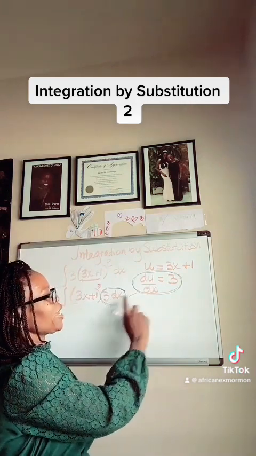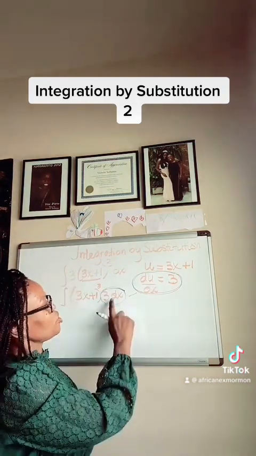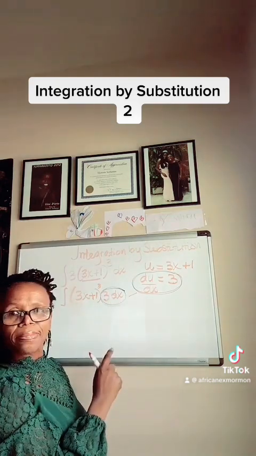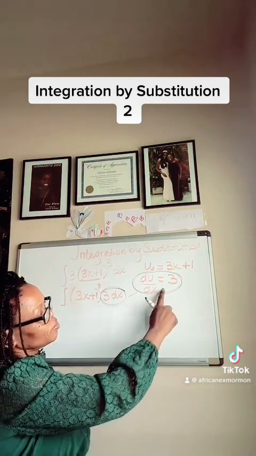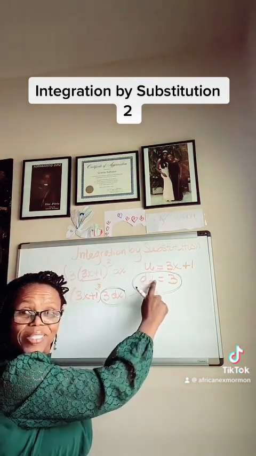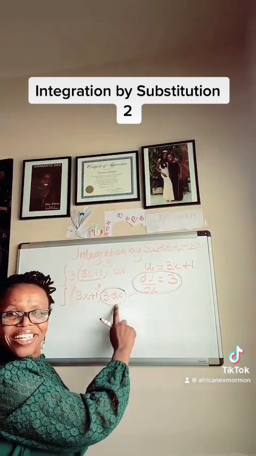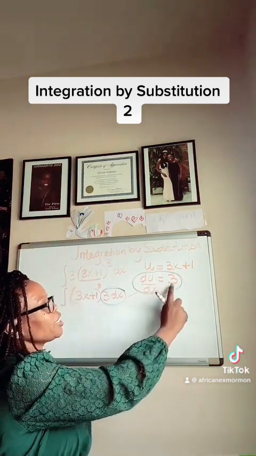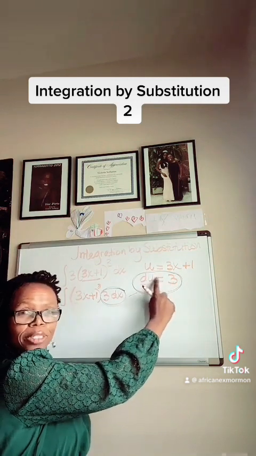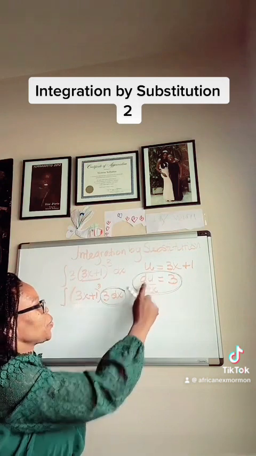This is 3dx. What is 3dx? I'm going to reword my question. If du dx is 3, what's? Yes, you multiplied 3 by dx and you said that's du.